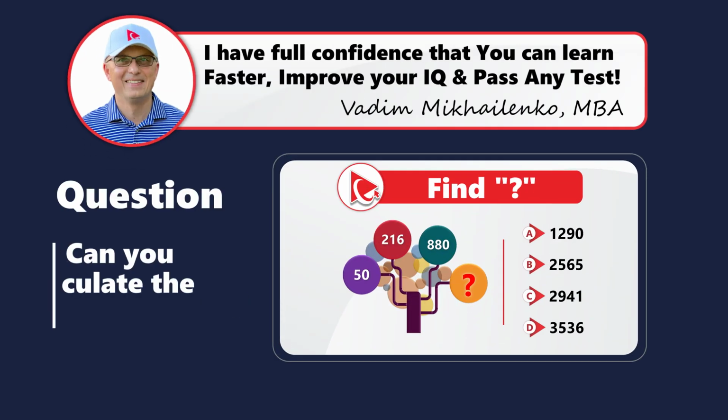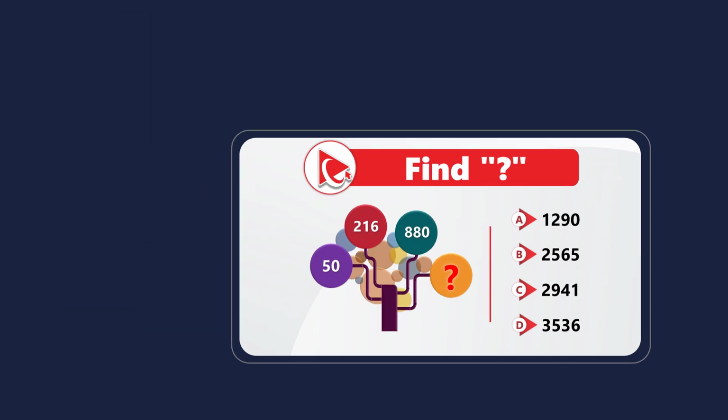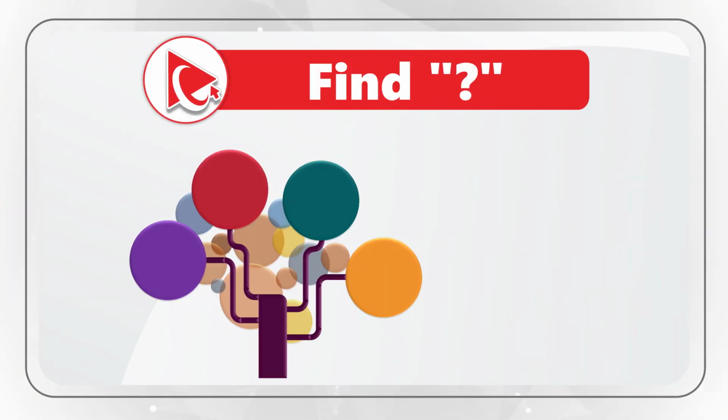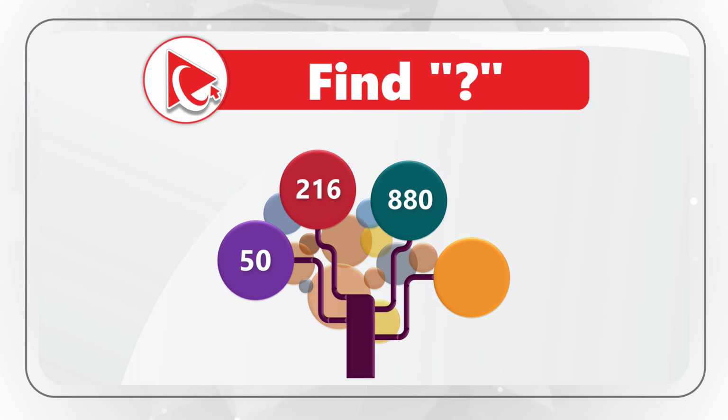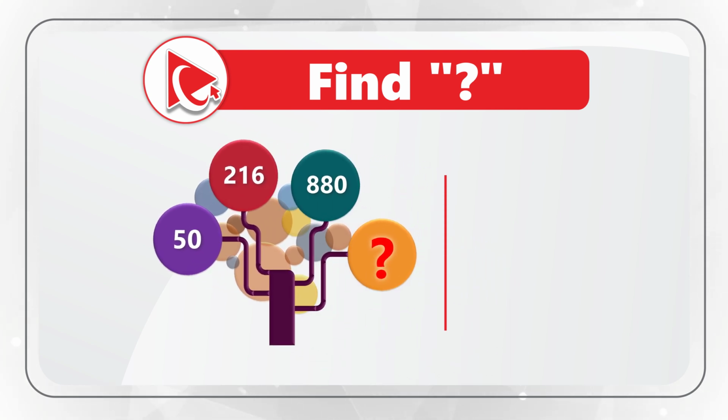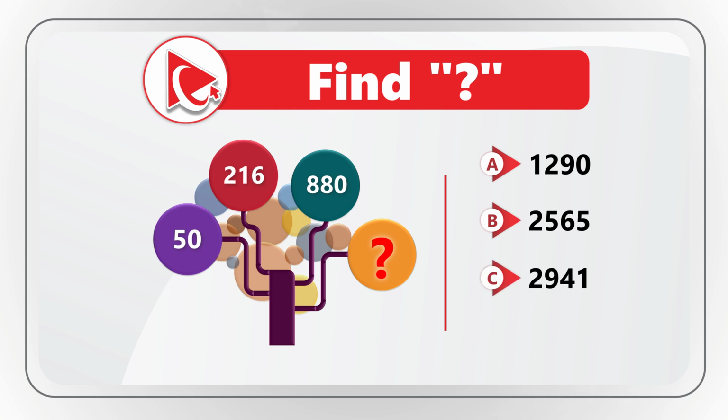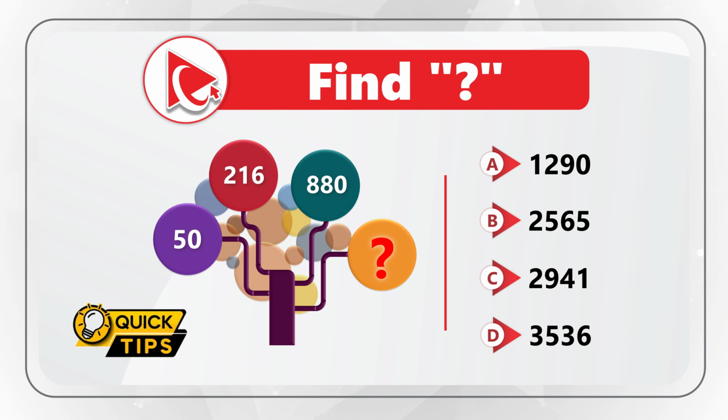Here's an amazing question where we need to find the missing number. You're presented with a tree-looking structure, and it has the numbers in the circles on the top. The numbers are, if we start from the left, 50, 216, 880, and then comes the missing number. You need to calculate and select the missing number out of four possible choices. Choice A, 1290. Choice B, 2565. Choice C, 2941. And last but not least, choice D, 3536.